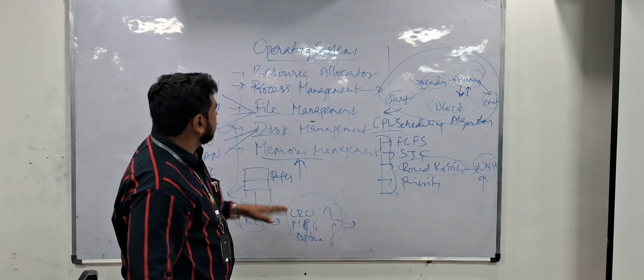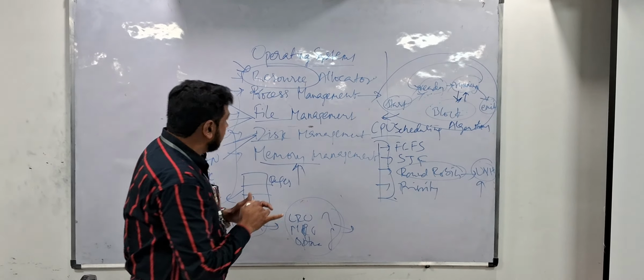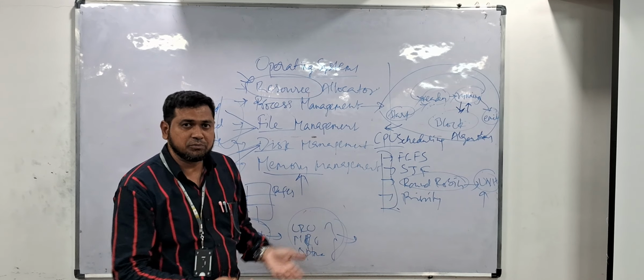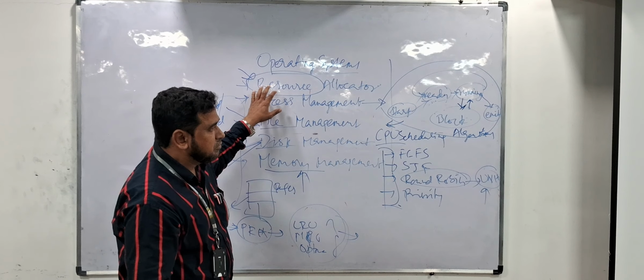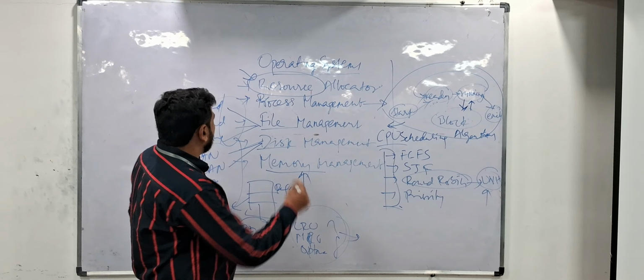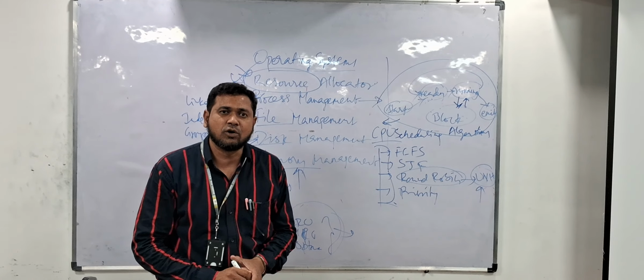So this is allocated, as I said, whenever a particular process requires a particular resource like an input device or memory or CPU, they can be made available by the operating system. Okay, that's the reason why we say it is resource allocation. These are all different topics that we are going to discuss in operating system.